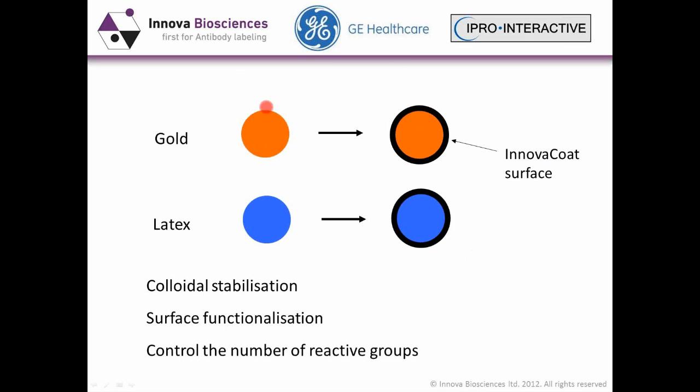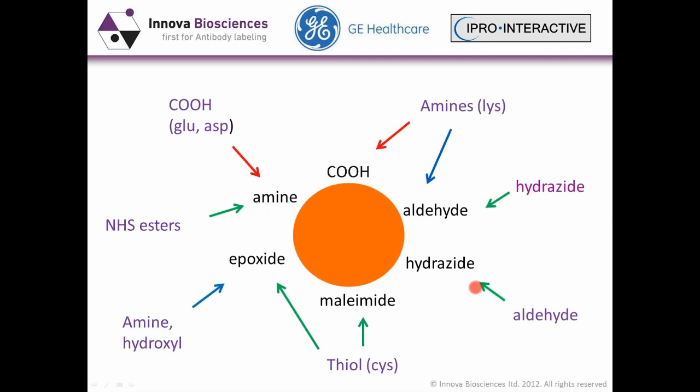So we've taken the gold particle and we've applied a surface coat to that, which then allows us to functionalize it and significantly increases the stability of the particle. As a pre-conjugate, colloidal stability is significantly increased. And we can also control the number of reactive groups, so we can vary that to have high antibody loading or low antibody loading, or use different chemistries as we see on this slide.